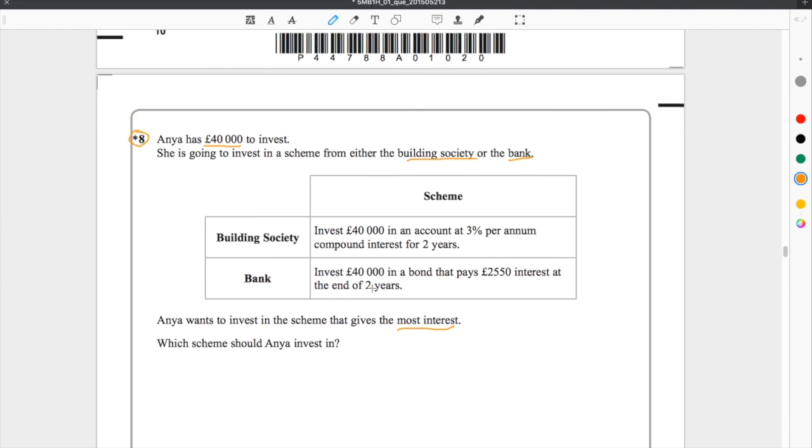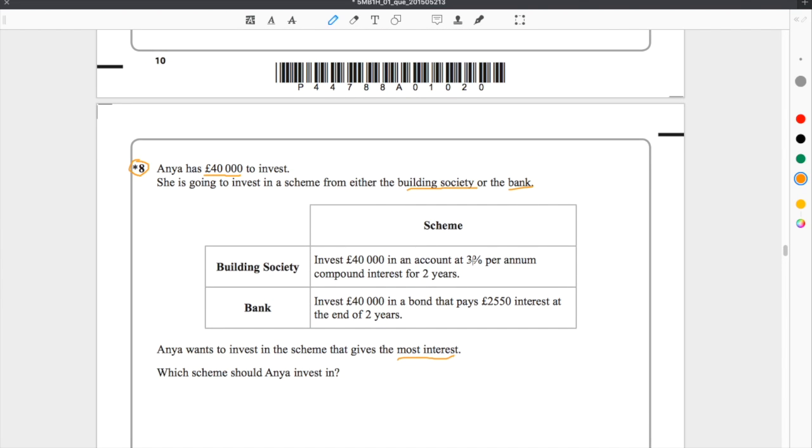4 marks. So with the building society, we have 3% per annum compound interest there for 2 years, and 3% per annum just means per year, okay? So it's worth knowing that if you're not sure. Invest £40,000 in a bond that pays £2,550 interest at the end of 2 years. So again, 2 years, we have a fixed amount being paid at the end of that time.